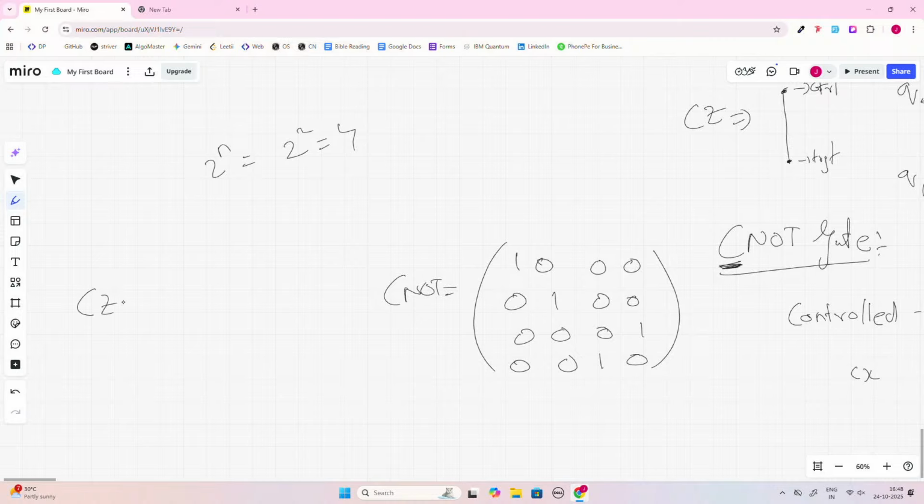CZ gate. This also has 4. This is also a 4 cross 4 matrix. Why? 2 qubit gate. Total number of possible states is 4. That's it. This is a CC gate. Okay? It means controlled set gate. Understood? So these two are the most widely used 2 qubit gates.